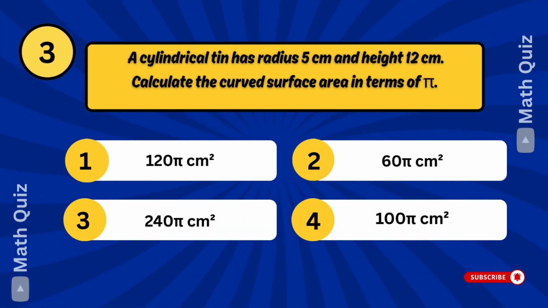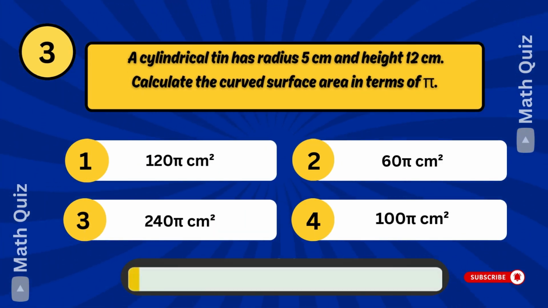A cylindrical tin has radius 5 cm and height 12 cm. Calculate the curved surface area in terms of pi.